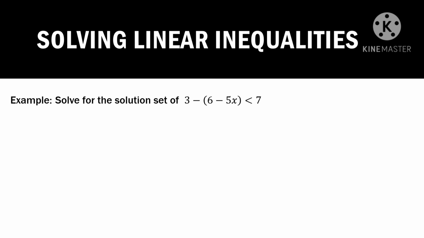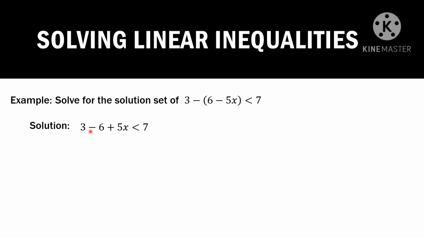So another example, solve for the solution set of 3 minus the quantity of 6 minus 5x is less than 7. So first we have to distribute or remove the parentheses. So we have 3 minus 6 plus 5x is less than 7. Paano ito nangyari? Itong si negative, we distribute to the expression inside the parentheses. So, negative times 6, you have negative 6. Then, negative times negative 5x, so you have positive 5x.